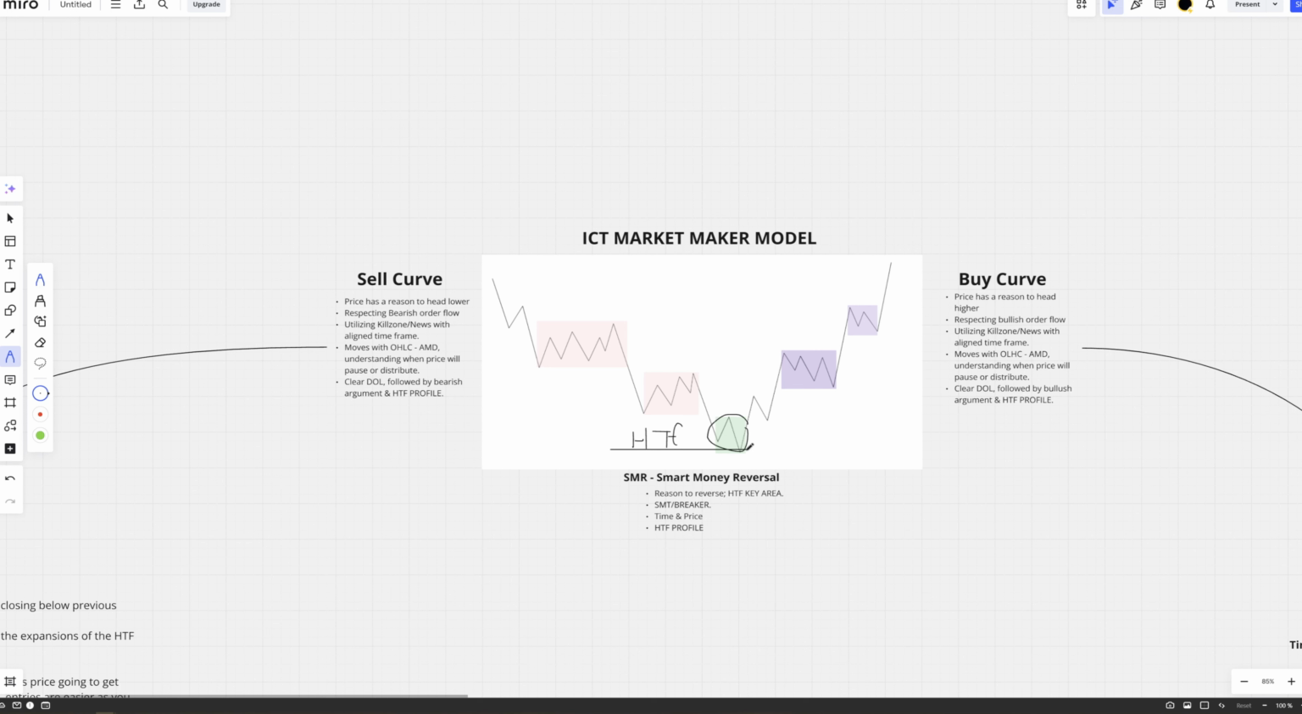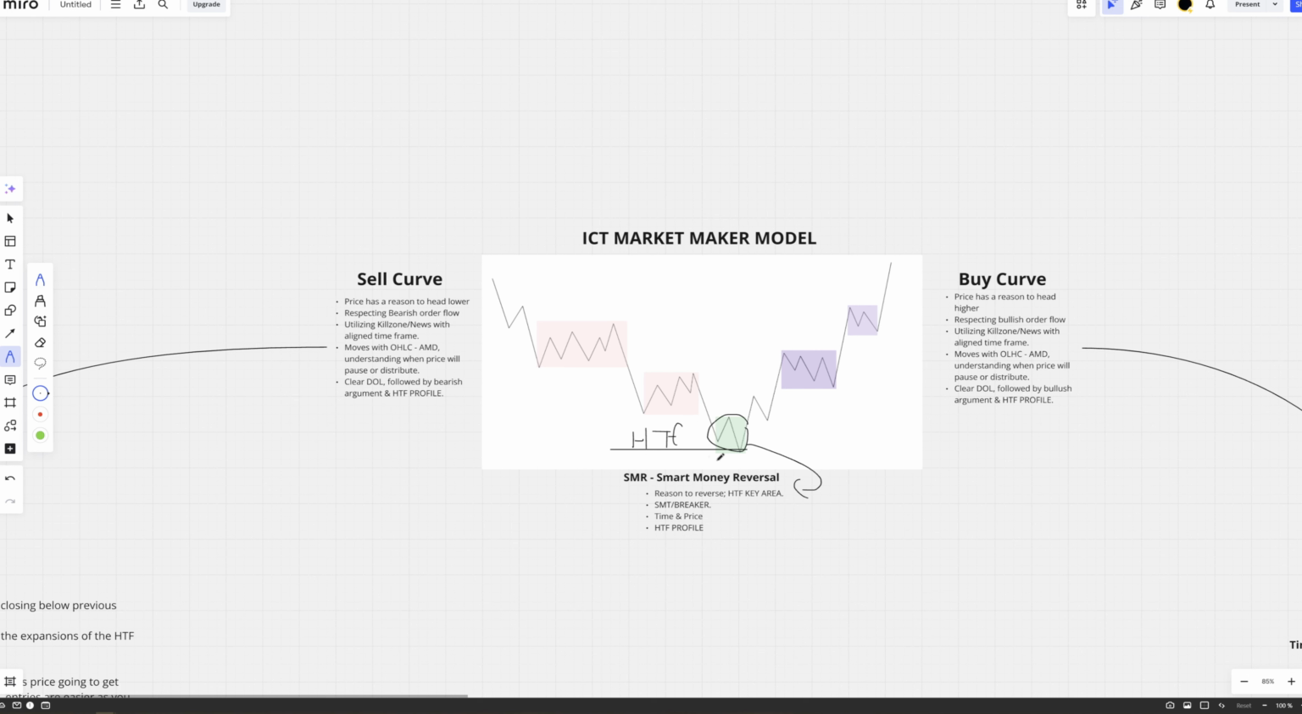This area right here is your SMR, right? Smart money reversals, where there is a reason to reverse from a high time frame key area. Then we are provided with an SMT or a breaker. Your SMT is when price fails to sweep this low because your correlated pair already swept it and will continue higher, so you're not left stranded waiting for this low to be swept.